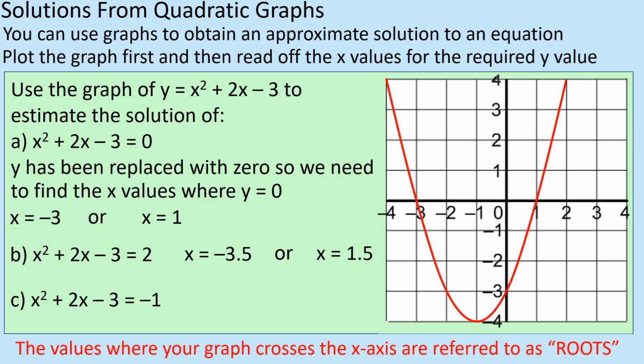And then what happens if it's x squared plus 2x minus 3 equals minus 1? Well, minus 1 is the bit that's changed this time. So like I've done for the previous two, I need to see where the line y equals minus 1 is, which goes right across the middle there.